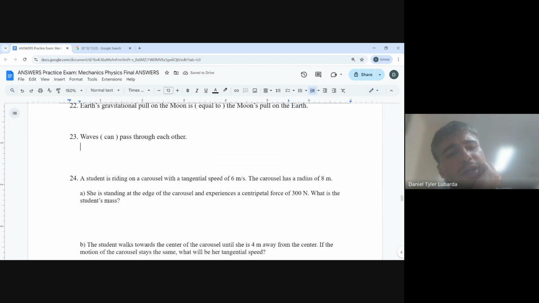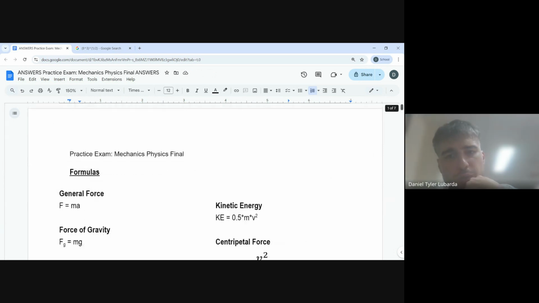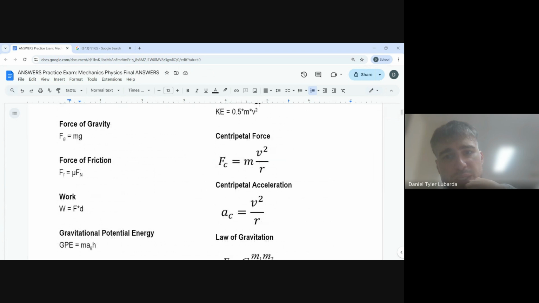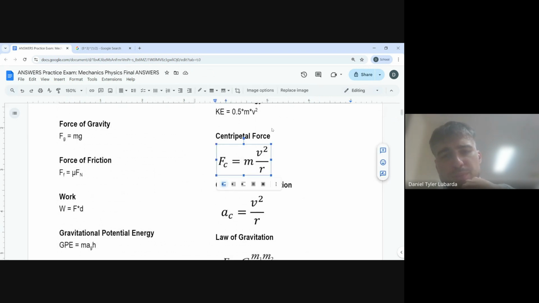Okay, number 24. A student is riding on a carousel with a tangential speed of 6 meters per second. The carousel has a radius of 8 meters. So she is standing at the edge of the carousel and experiences a centripetal force of 300 newtons. What is the student's mass? So what we're going to use for this one is our centripetal force equation.